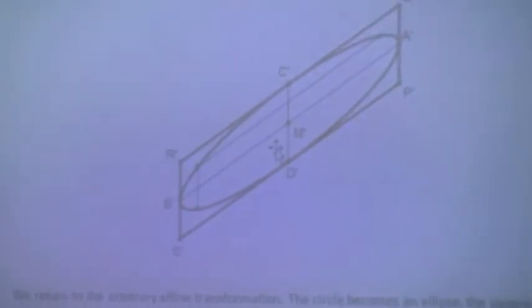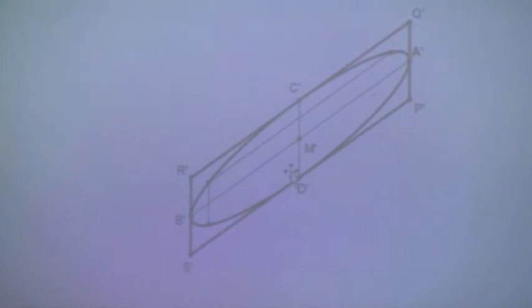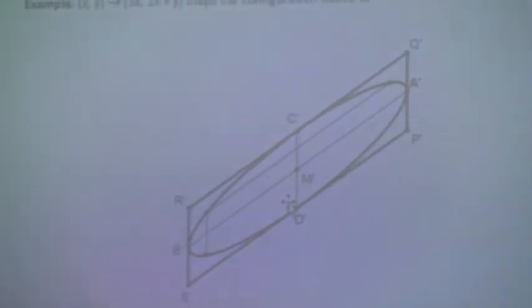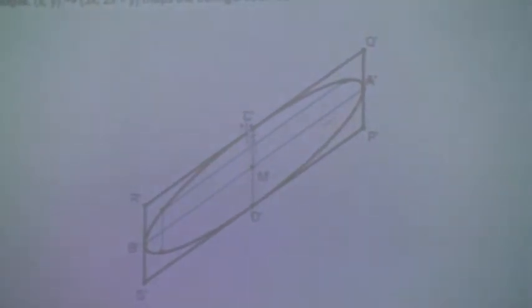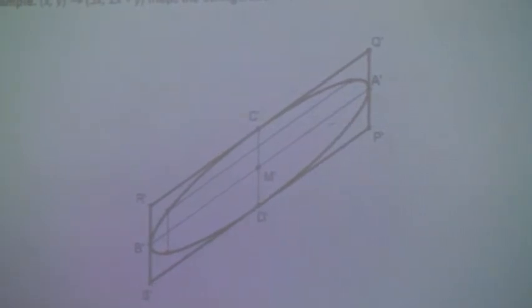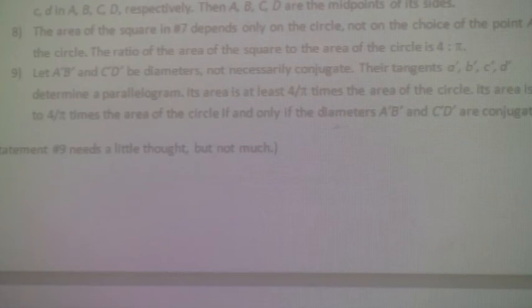So certain properties are preserved, other properties are destroyed. For example, it's obviously no longer a square and a circle, but it's still a parallelogram and an ellipse. And D prime is still the midpoint. And this is still parallel to this. And this chord is still bisected, and so on. So I have these 9 statements, most of which are preserved, but some of which are destroyed.